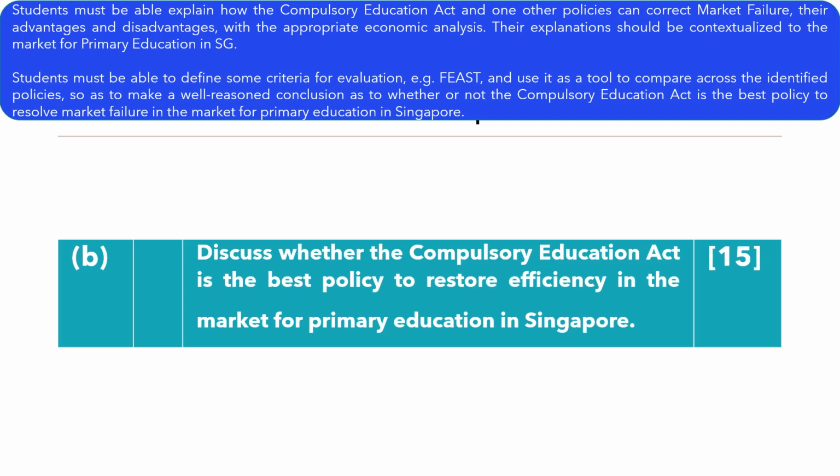So this is a very typical question of policies for market failure, and we will need to explain the given policy along with another policy that can correct market failure. To get the full credit, the explanations must be contextualized to the given market.